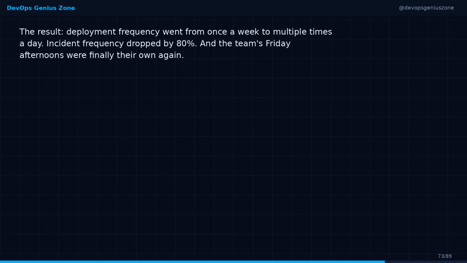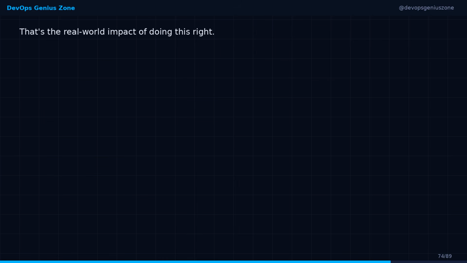We migrated to declarative configuration managed in Git. We set up automated validation in CI. We implemented progressive delivery with automatic rollback on error rate spikes. We added proactive monitoring with synthetic checks that alerted before users were affected.